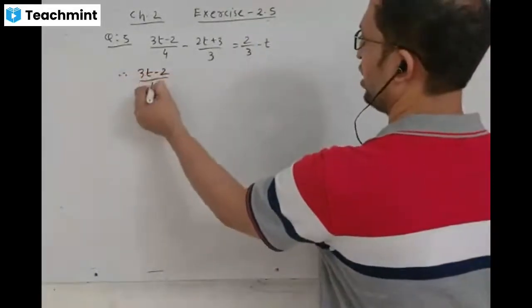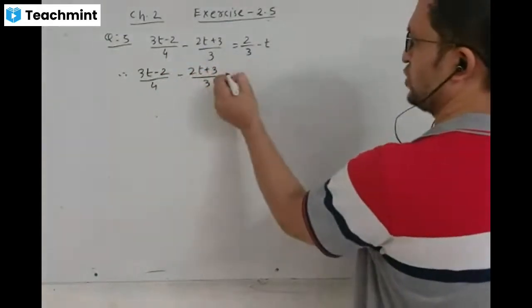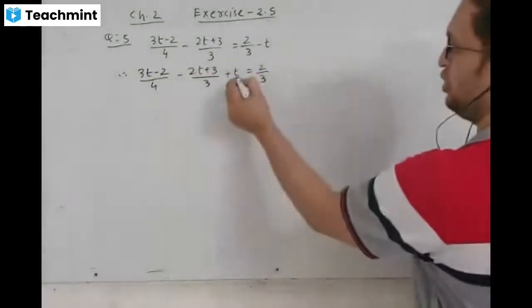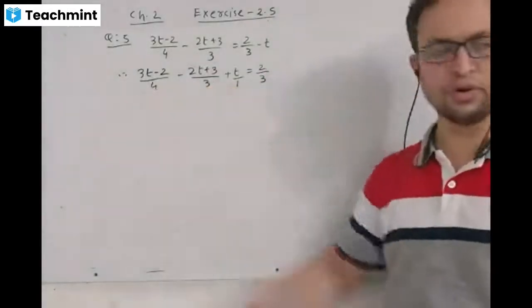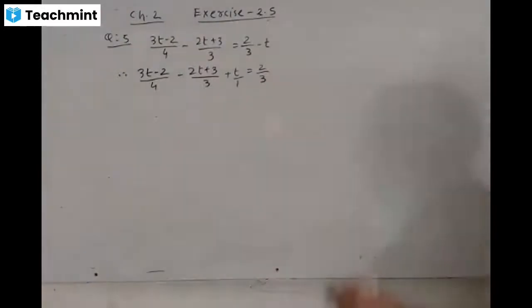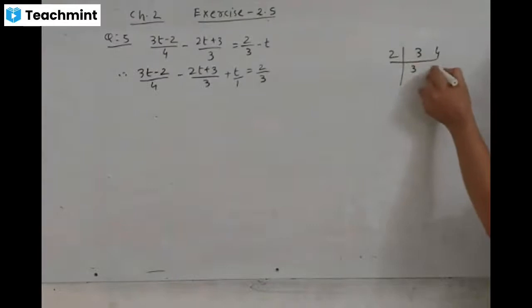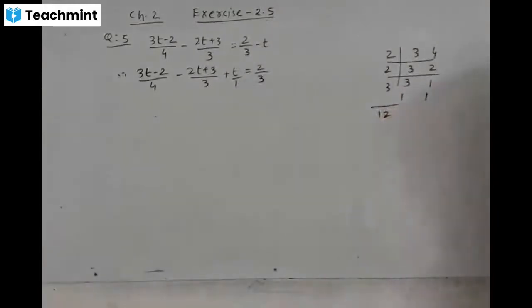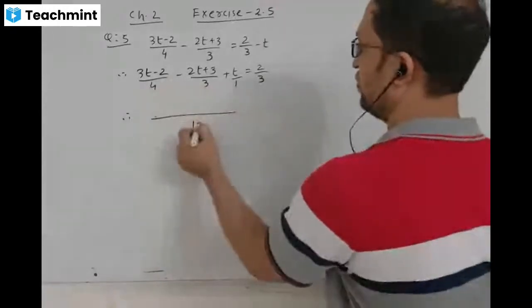3t minus 2 by 4 minus 2t plus 3 by 3 minus t transposing right side plus t, that is equal to t by 3. And here denominator is 1. What is the LCM of 1, 3 and 4? First you find the LCM of 3 and 4. Means 1, 3 and 4. 2, 3, 2. 2, 3, 2 1s are 2 and 3, 1, 1. Therefore LCM is 12. Okay. Therefore here LCM of 1, 3 and 4, that is equal to 12.